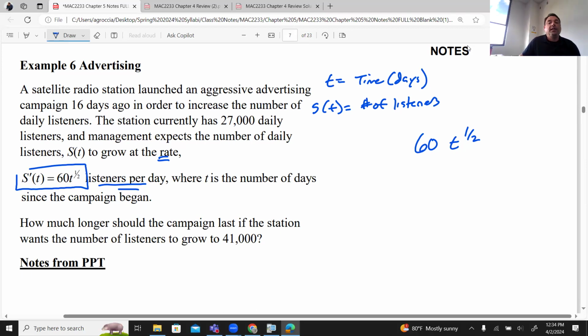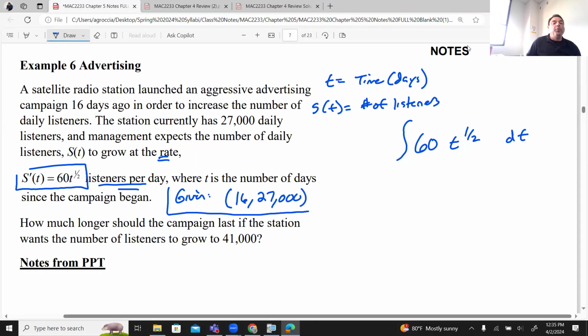Take the integral with respect to T this time. Why am I doing T? Because the variable is T. And believe it or not, in there is a given. The given that they gave you is that after 16 days of campaigning, they have 27,000 listeners now. That given, we will need, why? When we take the integral, we're going to have a plus C. And when I have the plus C, I need to figure out what the plus C is. That given is going to help me figure out plus C.